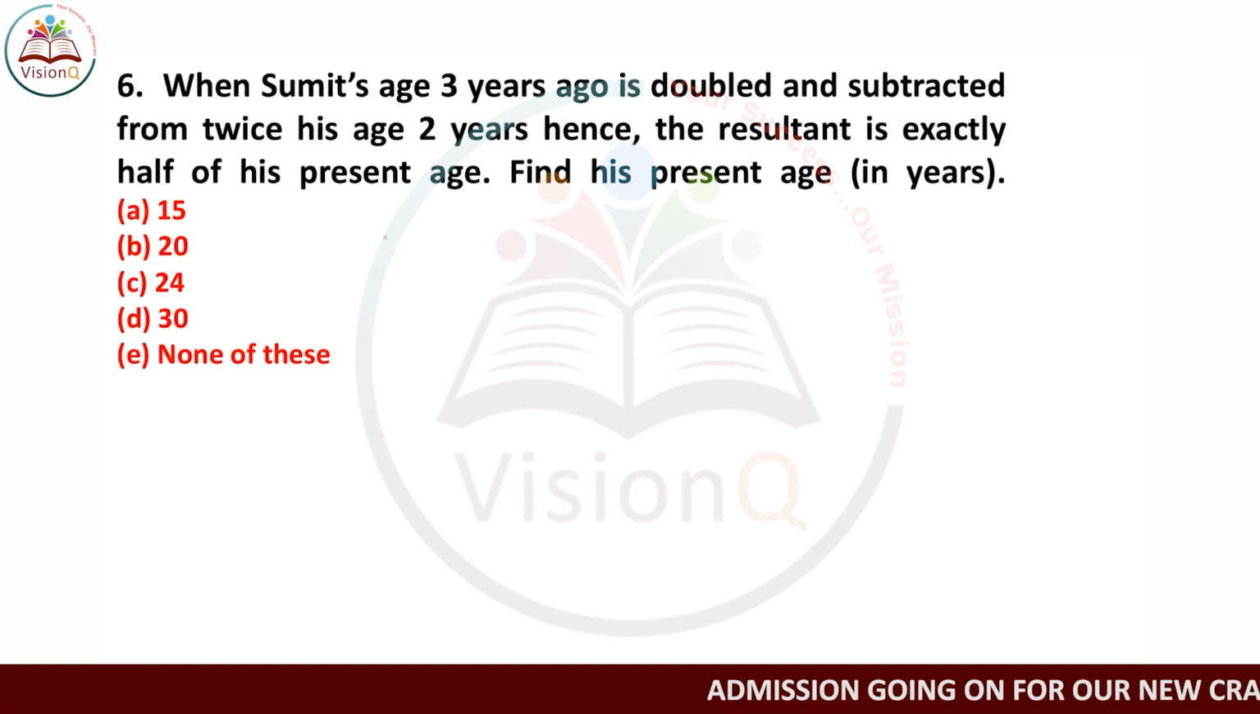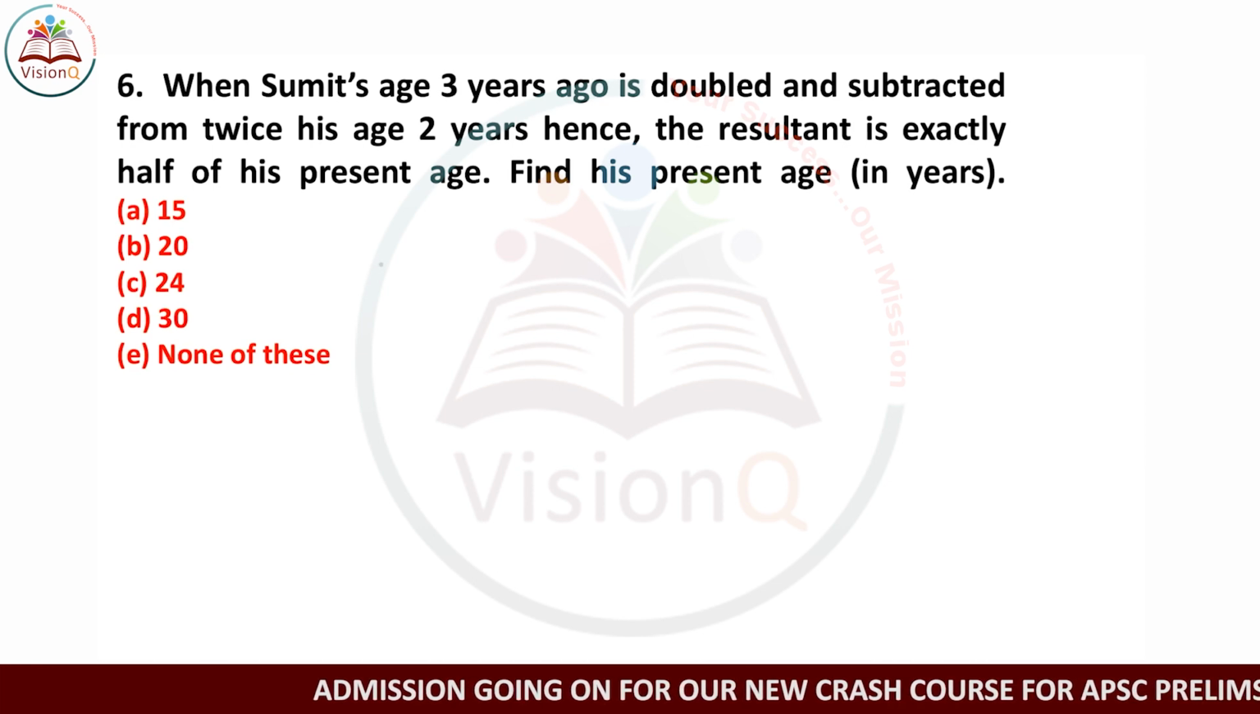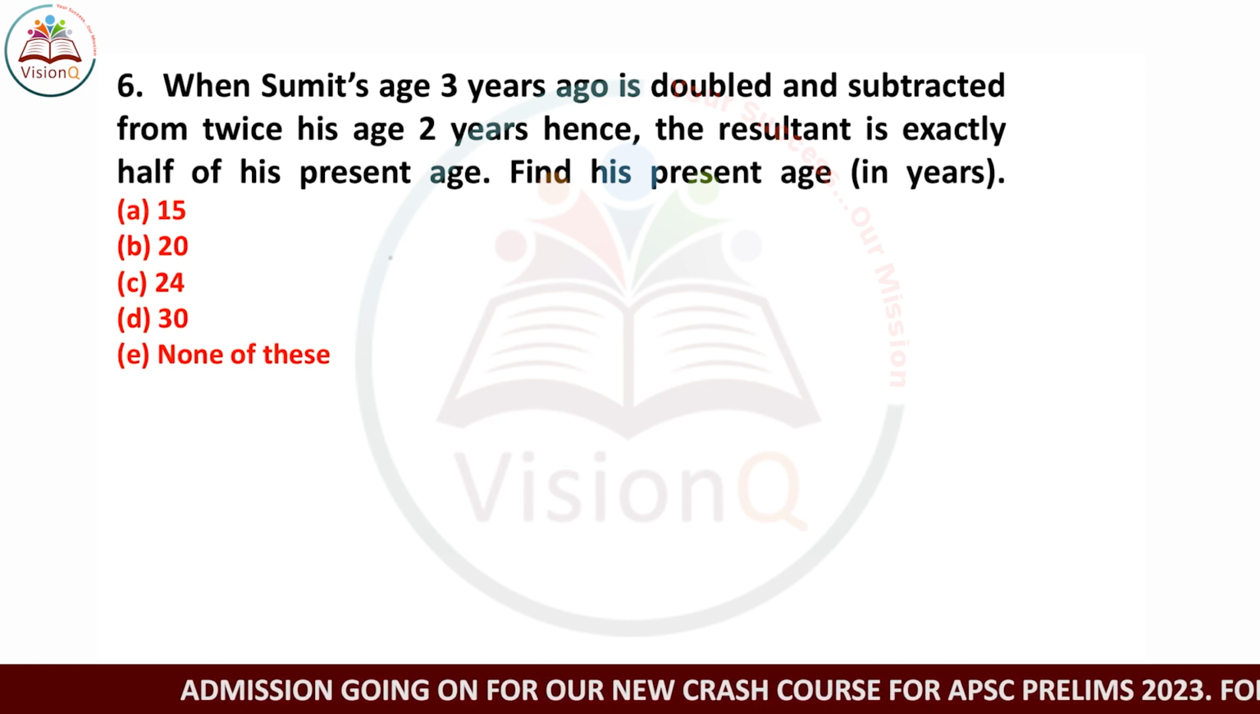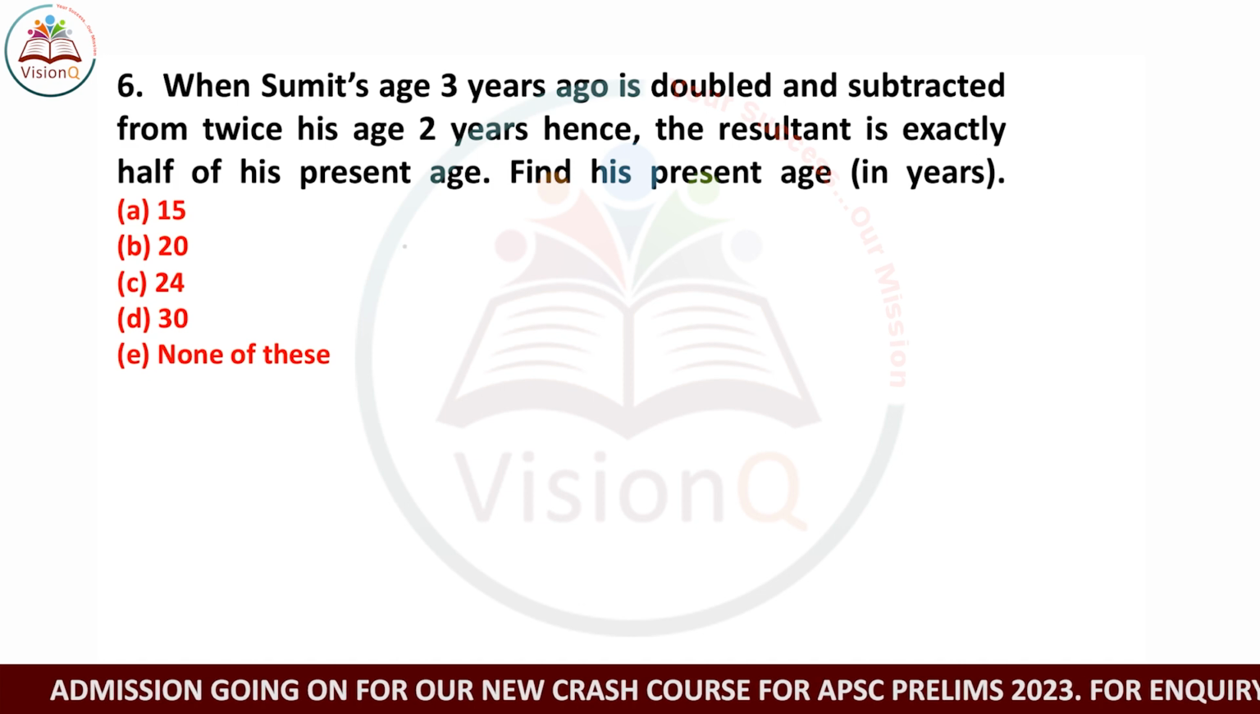So when Sumit's age 3 years ago is doubled and subtracted from twice his age 2 years hence, the resultant is exactly half of his present age. So find his present age in years.